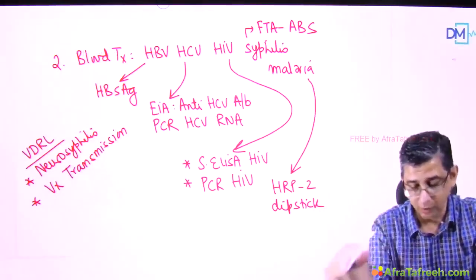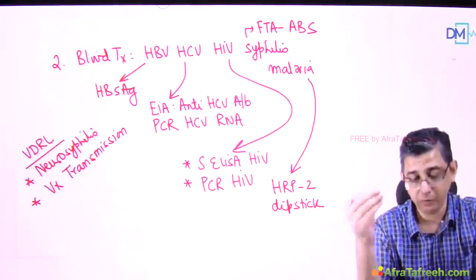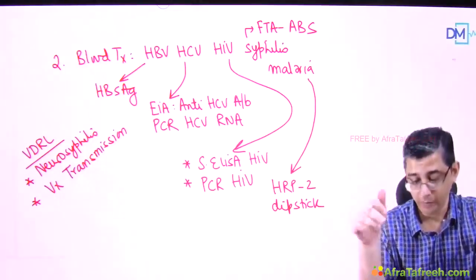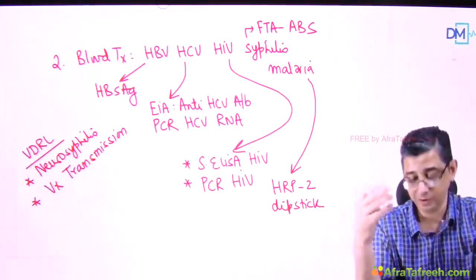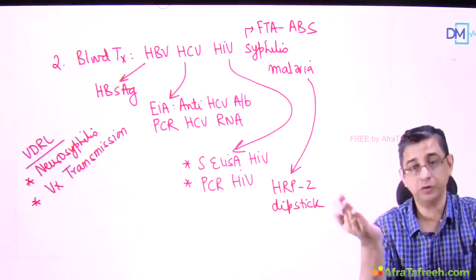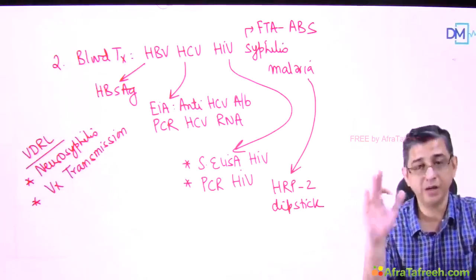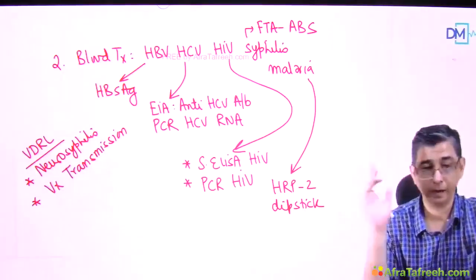So these are some common infections, and there can be many more than these. It could be West Nile virus, parvovirus that can be transmitted, but these are common infections for which blood should always be tested before it is transfused into anybody else. And out of all the viruses, hepatotrophic viruses, hepatitis B has the highest chances of being transmitted. That's why I said transfusion associated hepatitis.